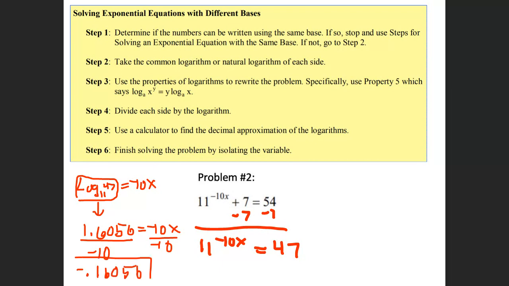So solving an exponential function when you cannot get the bases to be the same, just rewrite it as a logarithm and solve. That's all it is. It's super simple. Okay? Any questions on exponential functions? Solving an exponential function. Okay? Now, logarithms, way harder.